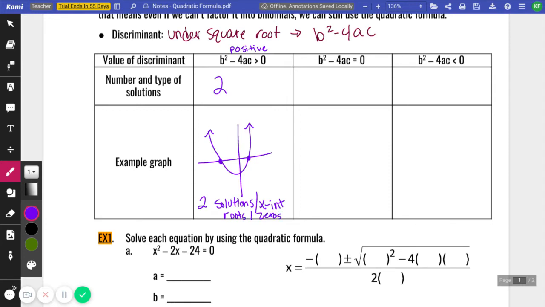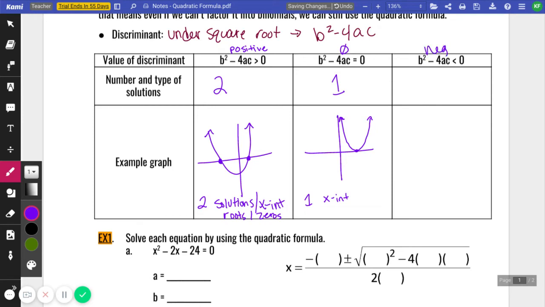If our discriminant is equal to 0, so if we plug that stuff in and we get 0 as the discriminant, that is going to mean we only have one solution. So in a graph, it would look like our quadratic function just touches the x-axis one time. So we only have one x-intercept. So that's when the discriminant is 0.